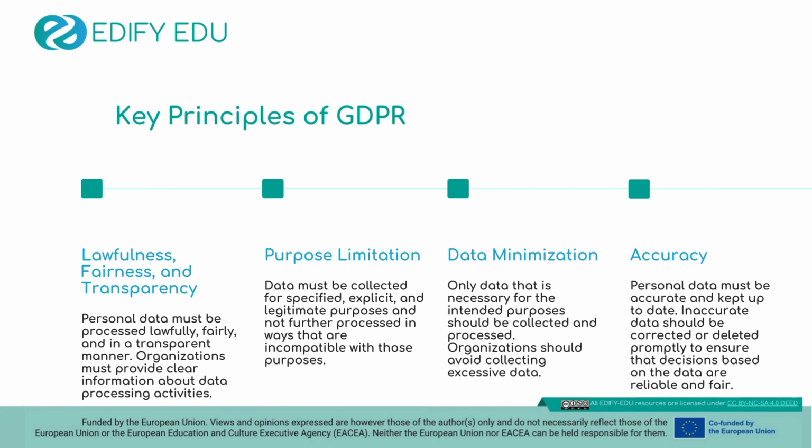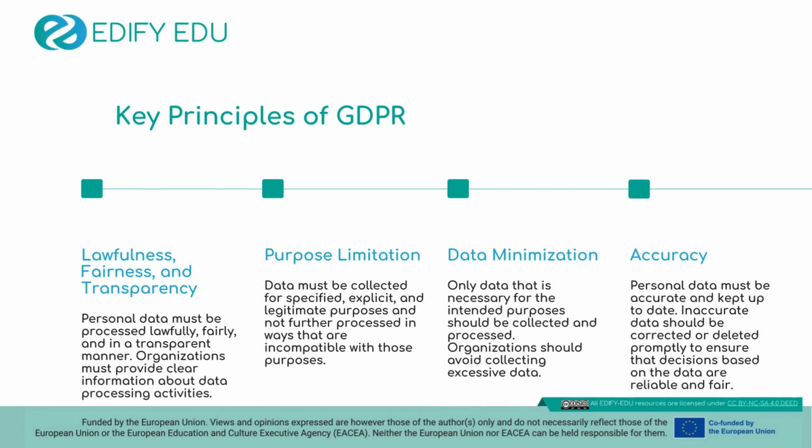The General Data Protection Regulation, or GDPR, is built on several key principles designed to protect individuals' personal data and ensure its proper handling. First, the principle of lawfulness, fairness, and transparency mandates that personal data must be processed legally, fairly, and in a transparent manner. Organizations are required to provide clear and accessible information about their data processing activities to individuals.